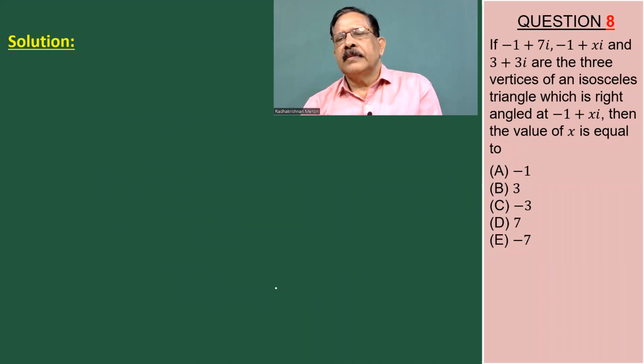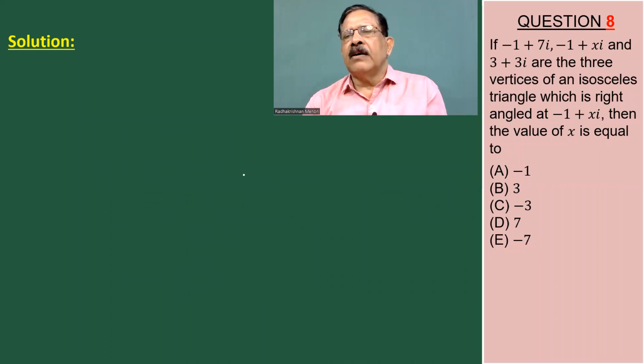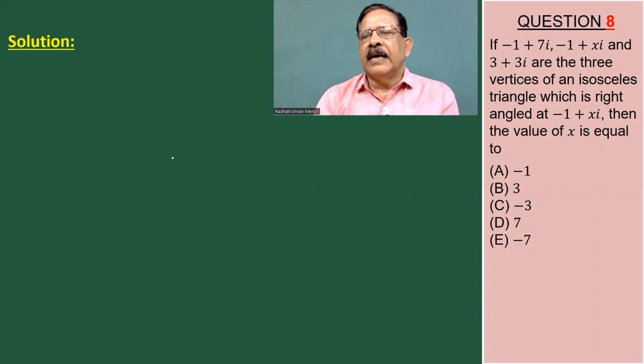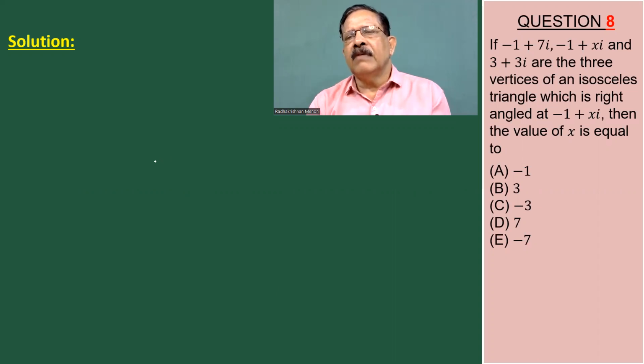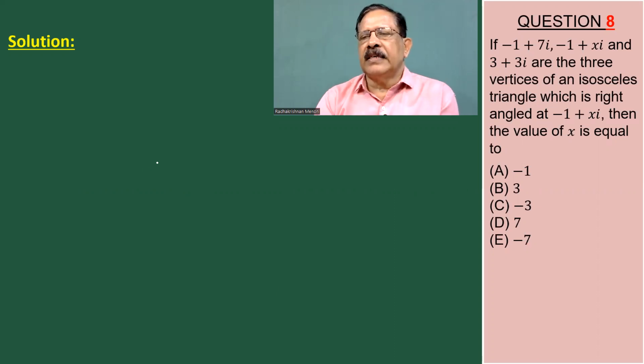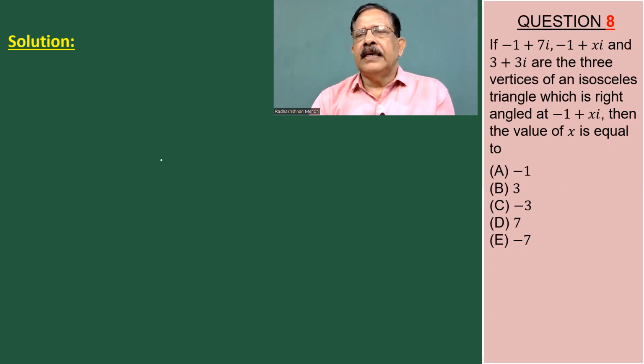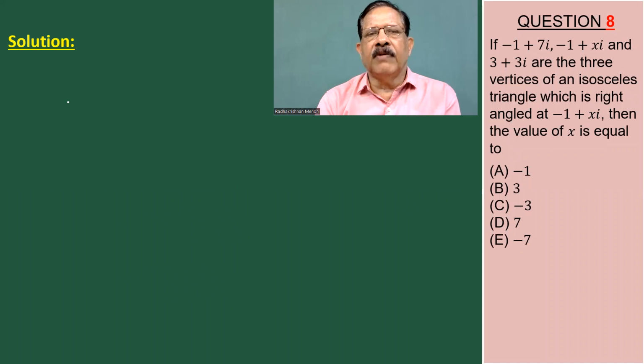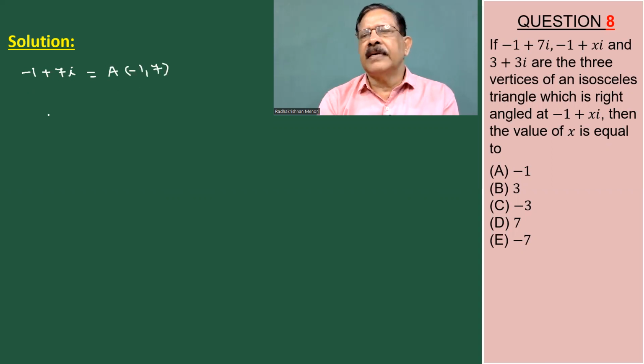Question number 8. Now here, 3 complex numbers are given, and they are the vertices of an isosceles right angle triangle. Now, these complex numbers in the Argand diagram represent points. So let us see what the points are. Minus 1 plus 7i. Let this be the point A, minus 1 comma 7. X coordinate is minus 1, y coordinate is 7.